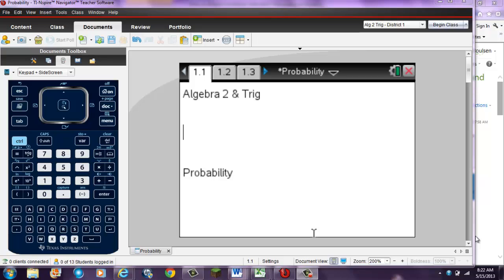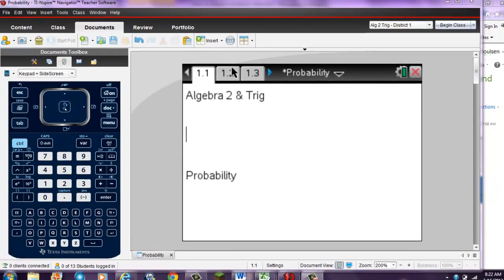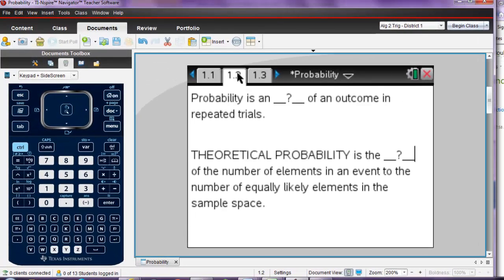Good morning. Today we're going to start our study of probability, which is our last topic in general over the next few days of the year. So if you would open your Inspire document titled Probability and go directly to page 1-2, we'll start with some vocab, of course, and then move into some problems.